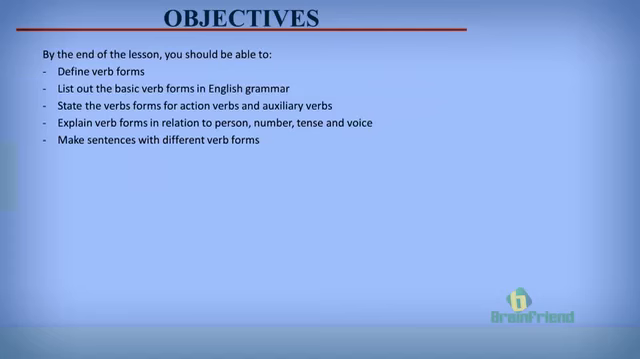By the end of this lesson, you should be able to define verb forms, list out the basic verb forms in English language, state the verb forms for action verbs and auxiliary verbs, explain verb forms in relation to person, number, tense, and voice, and make sentences with different verb forms. Now let's go to our lesson.